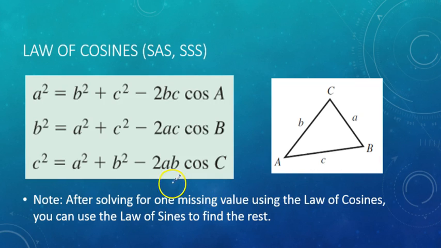One note, after solving for one of the missing values using law of cosines, you can usually use law of sines to find the rest of the values on there. There are some situations where you might just want to keep using law of cosines while you're at it anyways though, and law of cosines does not have an ambiguous case, which is one of the nice things about it.